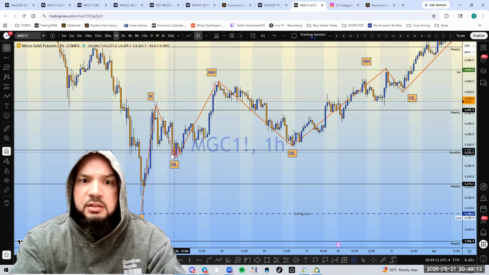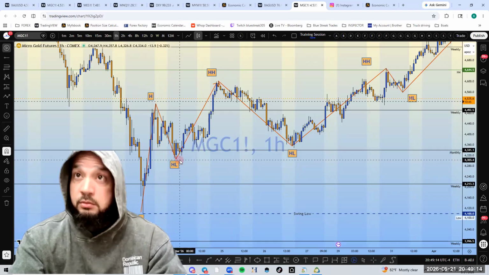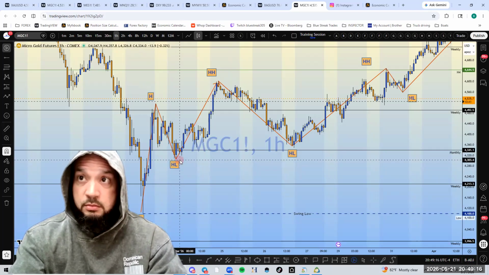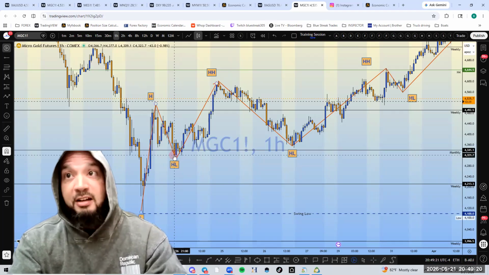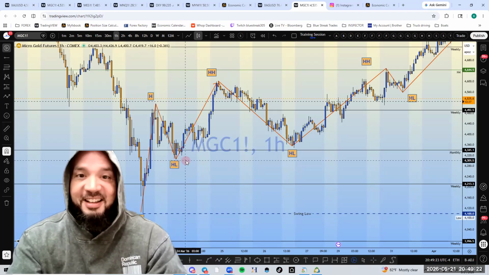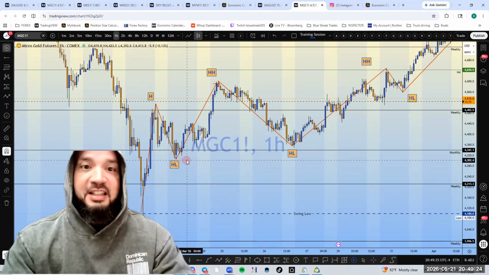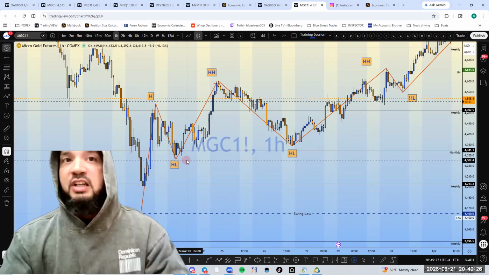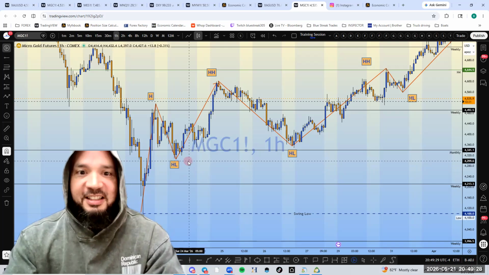Why do you guys think this is called a higher low? This is not a trick question. Because it's the highest low. It's not a trick question at all. It's stupidly simple, but it's confusing when you learn it at first.